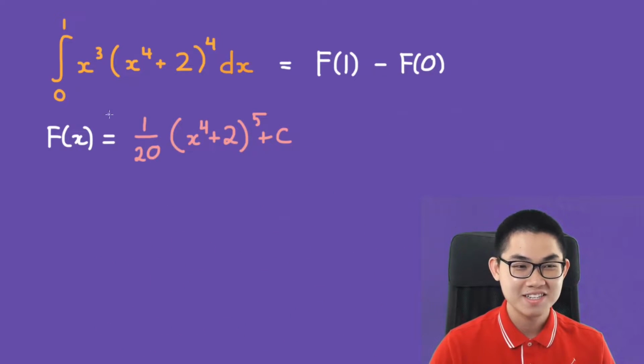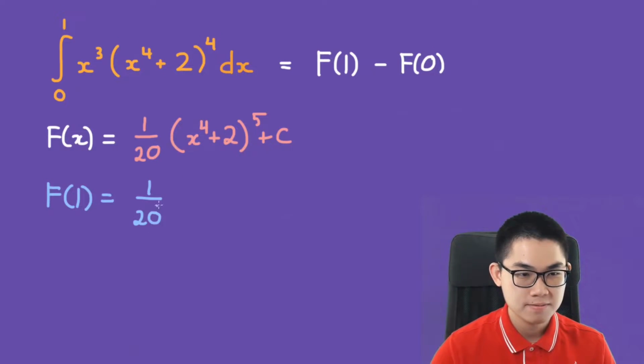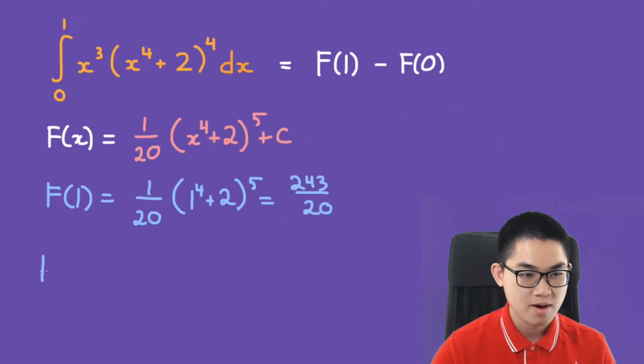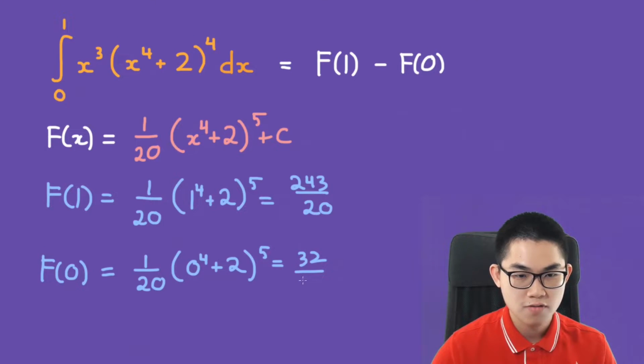And we're almost done. So we now have f of x. So what is f at 1? Well, that's going to be 1 over 20 times 1 to the power of 4 plus 2 to the power of 5. This is 243 over 20. Now how about f at 0? F at 0 is 1 over 20 times 0 to the power of 4 plus 2 to the power of 5, which is 32 over 20.